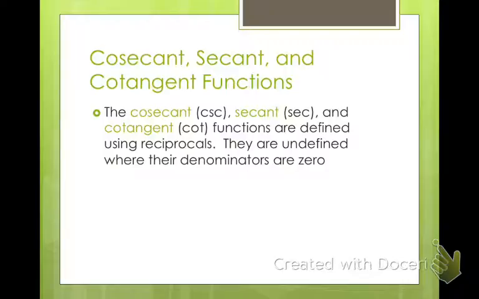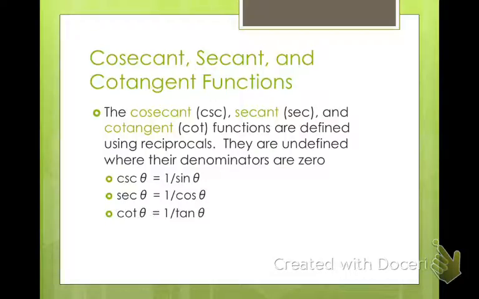They're defined using reciprocals. They're undefined when their denominators are 0, just like with any value. So cosecant is 1 over sine, so it's our reciprocal of sine. Secant is 1 over cosine. These are easier to remember because they're opposites. Cosecant starts with a C, so you think it'd be cosine, but it's actually 1 over sine. Whereas secant starts with an S, so you think it'd be sine, but it's actually 1 over cosine. And then cotangent's the easiest. It's 1 over tangent theta.